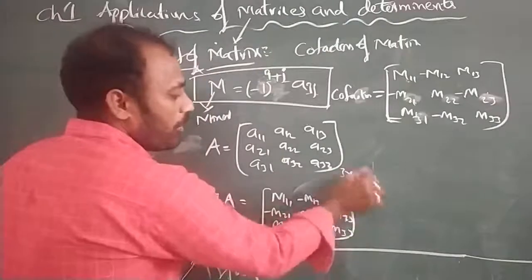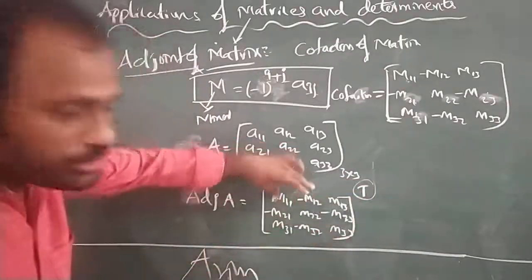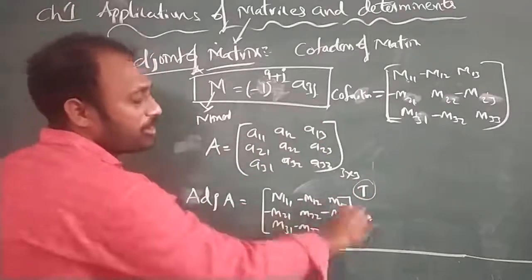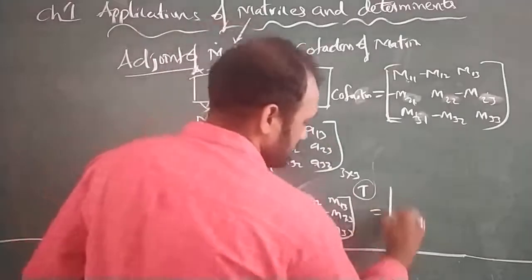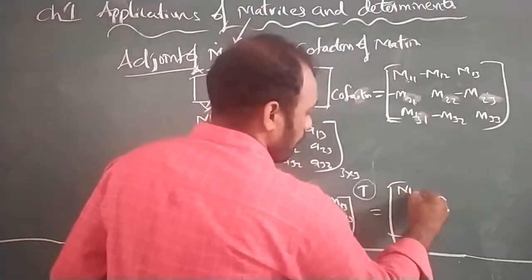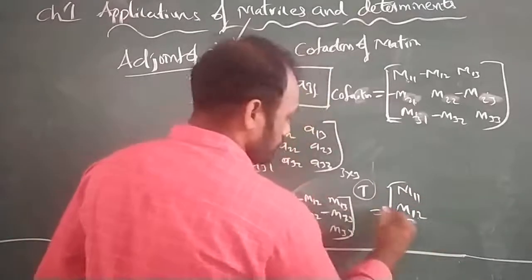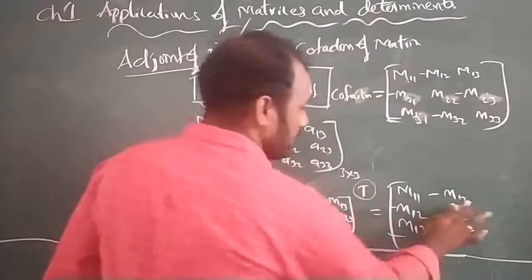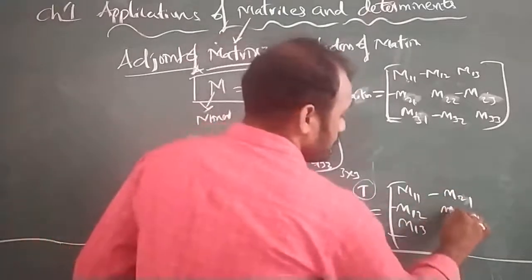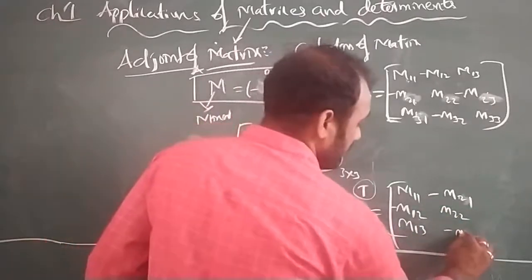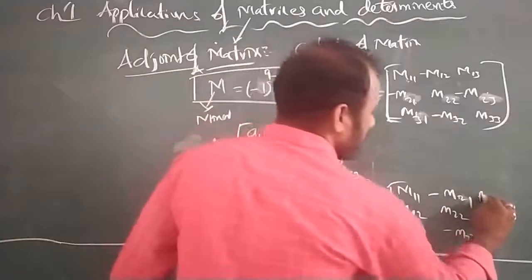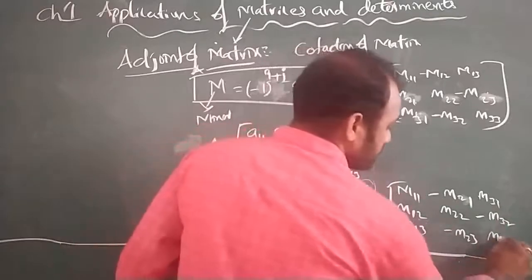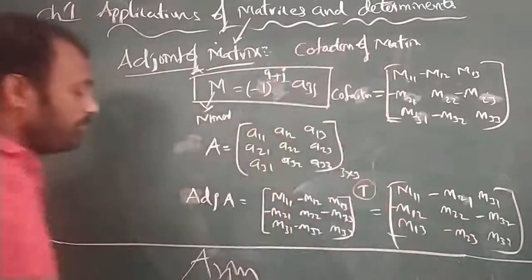So transpose. What is the meaning of transpose? It means changing the rows into columns. Whatever the first row is, it will become the first column. Second row becomes the second column. Third row becomes the third column. So it can be written as M11, M12, M13. Next, second, M21, M22, minus M23. Here M31, minus M32, M33. So this is the formula.